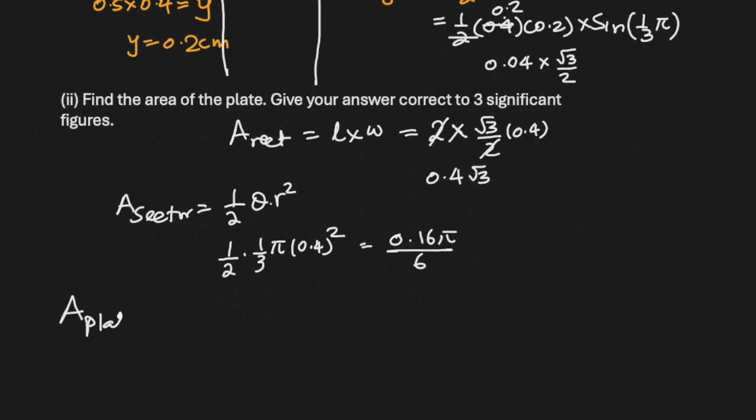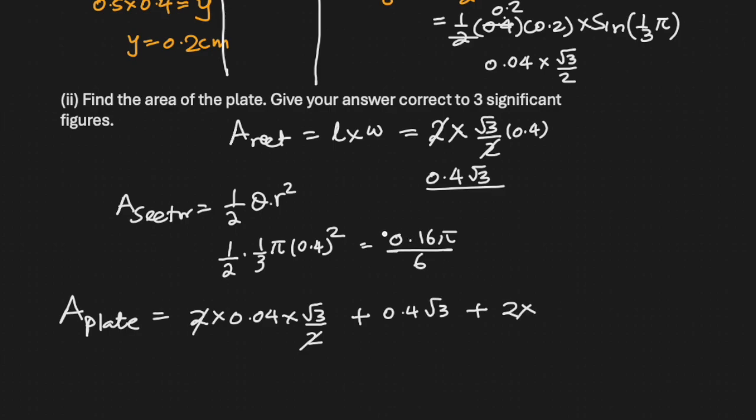Area of plate will be 2 times area of the two triangles, which was 0.04. It was the area of one triangle, right? Square root 3 over 2. So this 2 and this 2 cancel. Plus area of rectangle, which came out to be 0.4 square root 3. Then we have two sectors. One sector was 0.16 over 6 pi. Put them carefully in a calculator and you get your answer.